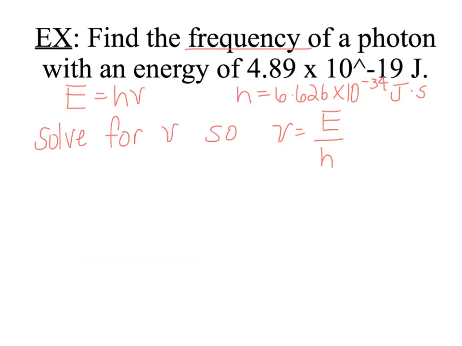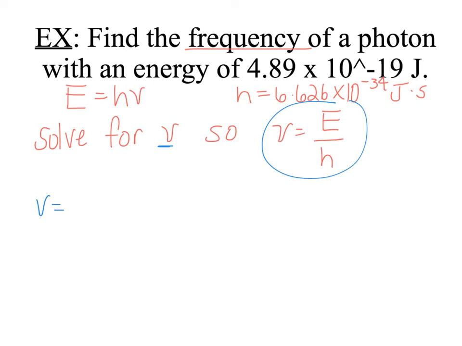This time, we're going to be finding the frequency when they give us the energy. So we're going to use that same equation. Energy is equal to Planck's constant times frequency. And this time, since we're going to solve for frequency, we're going to rearrange the equation algebraically, and we're going to use this one. So it still becomes a plug and chug. We just plug everything in.